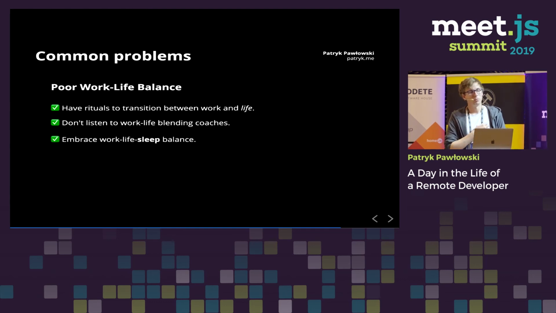And actually, I would encourage you to embrace work-life and sleep balance, because nowadays we live in times where people sleep less and less, and sleep is very important for your well-being, for resting, and it also helps to be more productive at work, because if you're tired, you're less productive and you work longer hours, which is like a vicious circle.